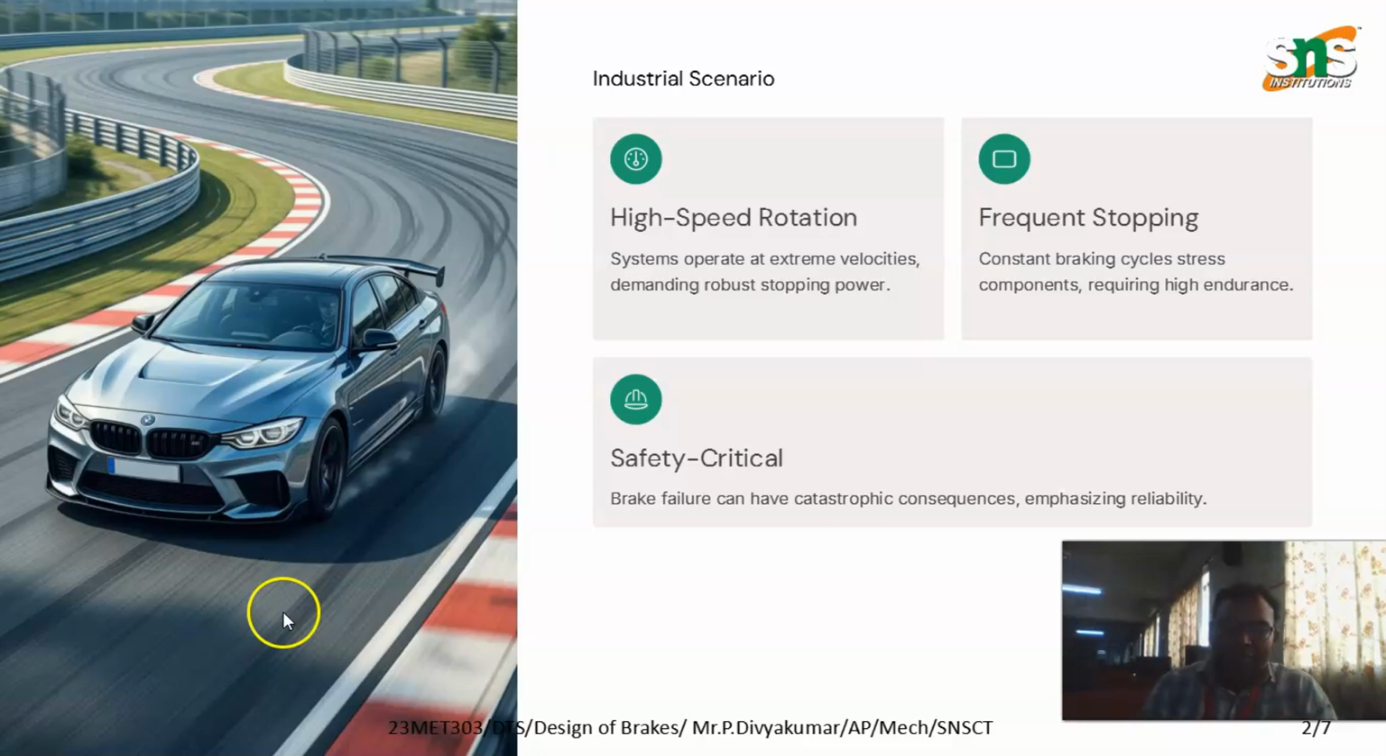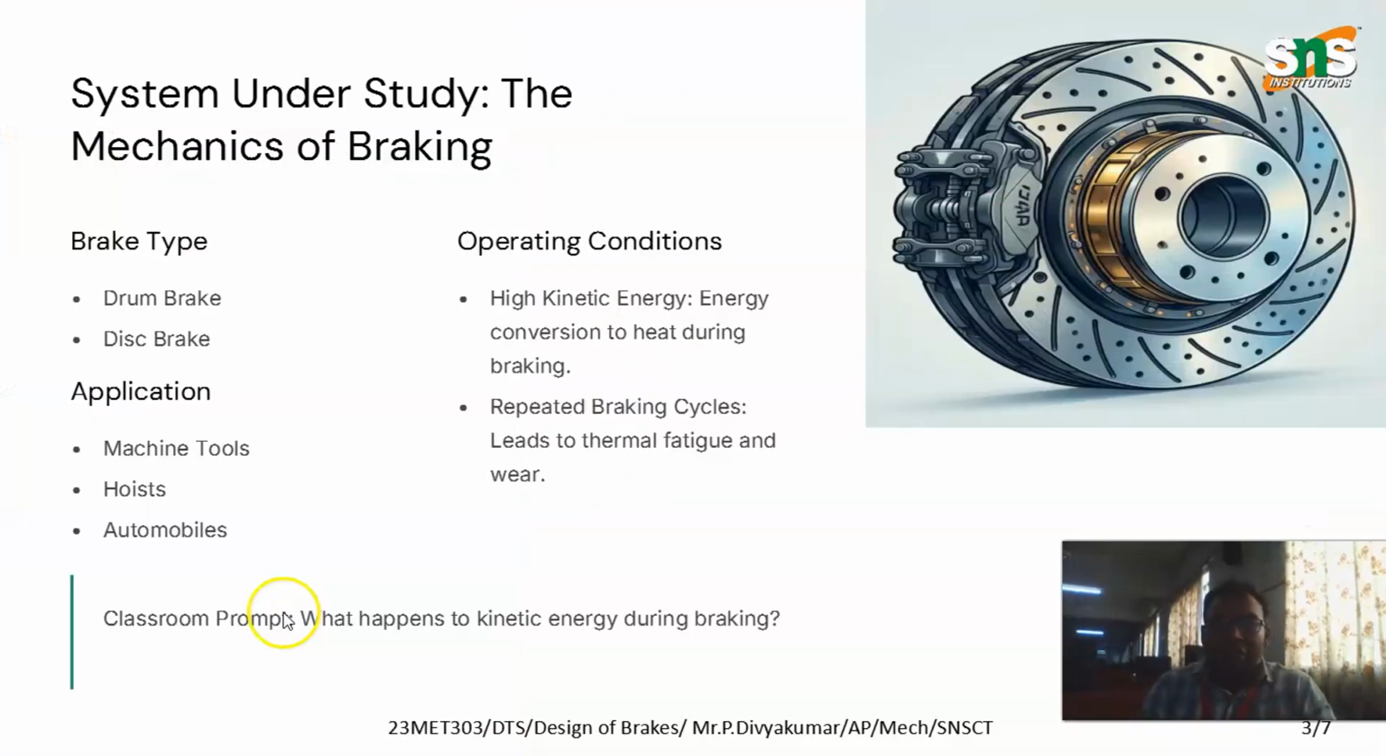There is a formula for the frictional force, F, which is equal to mu into N, where F is the frictional force, mu is the coefficient of friction, and N is the normal reaction force. And also there is a formula for the braking torque, TB, which is equal to F into R, where TB is the braking torque and R is the radius of the brake drum or disc.